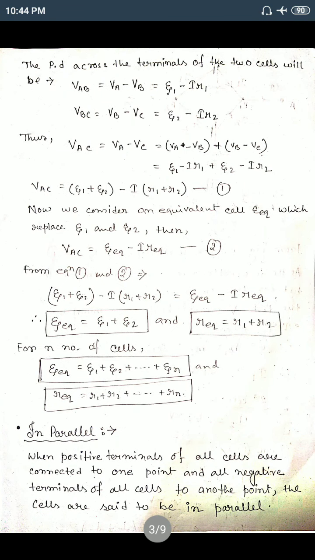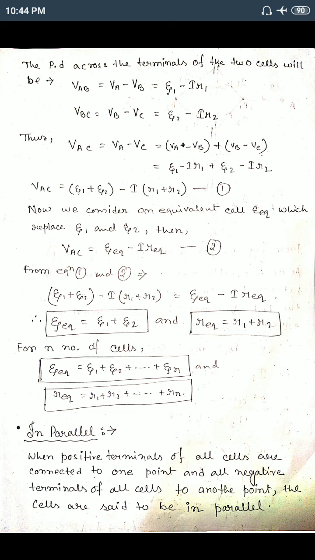So VAB, that is VA minus VB, the potential difference across A and B, equals E1 minus I R1. E1 is the EMF of the first cell, minus I, the current flowing through the battery or that first cell, times R1, the internal resistance.